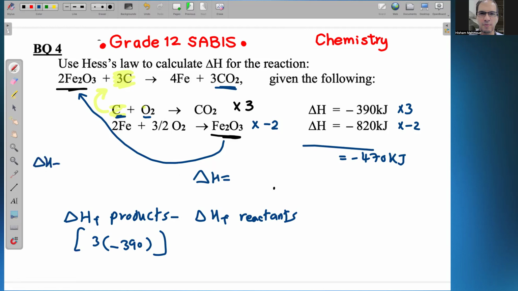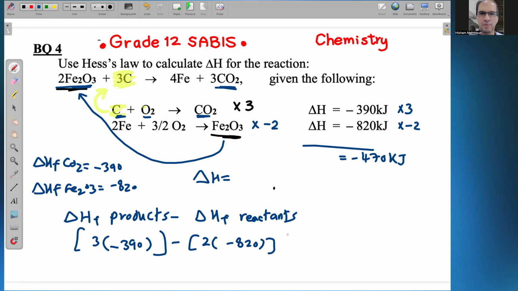If I look at the values, the delta H of formation of carbon dioxide is equal to minus 390. How did you know? Because here it says that when I made the carbon dioxide from carbon and oxygen, I needed minus 390 kilojoules. And the delta H of formation of Fe2O3 from its elements is equal to minus 820. That's the reactants. So minus the delta H of formation of reactants multiplied by 2 again. So 2 multiplied by minus 820. Again, the carbon is just an element, so it's only 0.